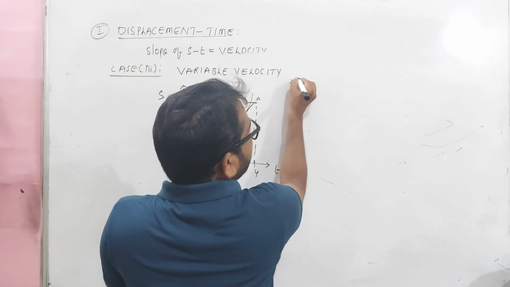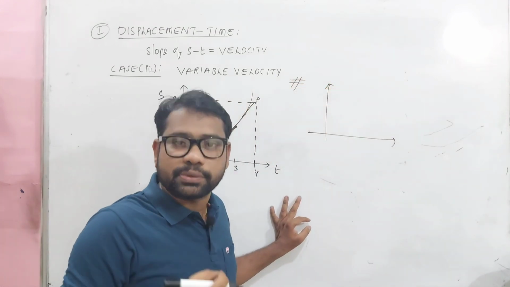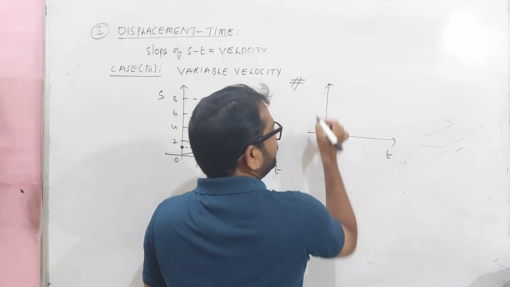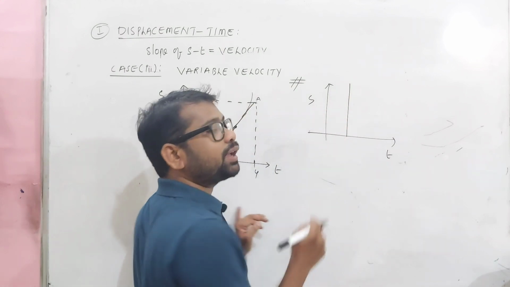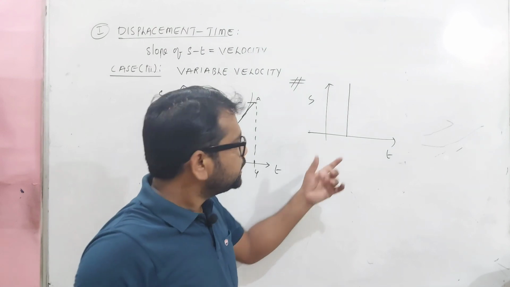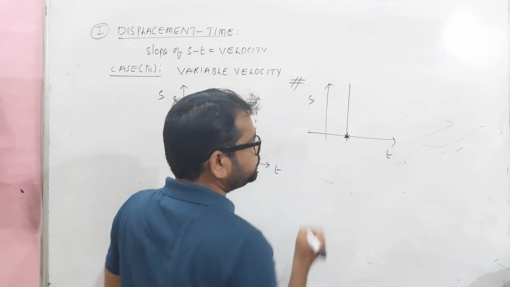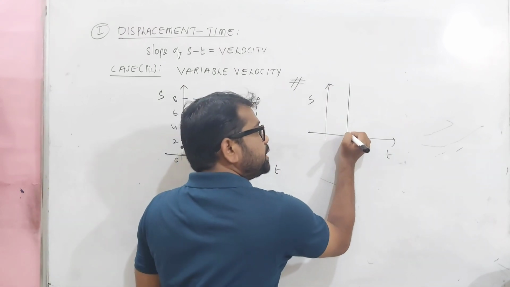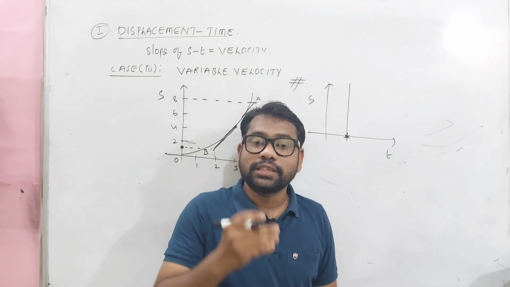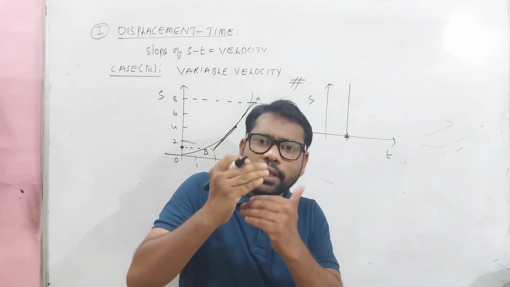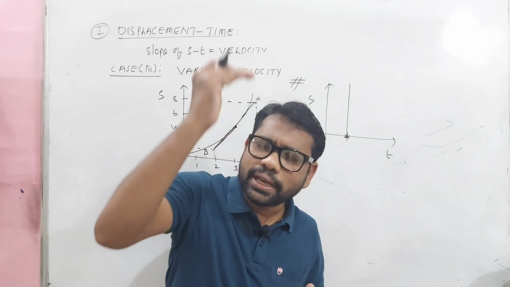And children, one very important thing is what types of graphs are not at all possible in a displacement-time graph. Let us see. First, suppose here is time and displacement. Here we won't get a straight line parallel to the displacement axis. Why? This graph is not possible, children, because at this point the time is constant, but displacement is increasing infinitely. As the displacement is increasing infinitely, velocity is also increasing infinitely, at a constant time.